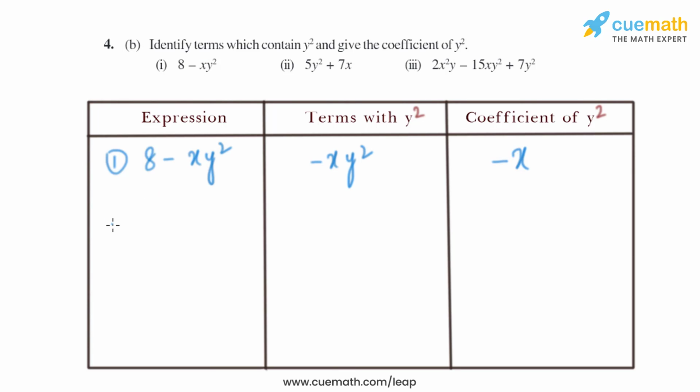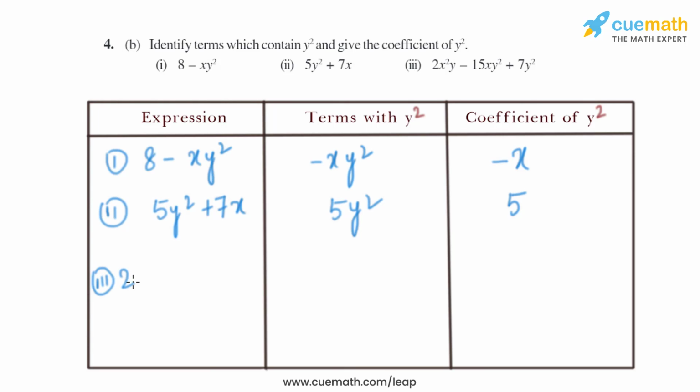Now let's move on to the second part. So in the second part, the expression that is given is 5y square plus 7x. So the term with y square is 5y square, and the coefficient of y square is 5, because we are multiplying 5 with y square, and 5 is a constant term. Now let's move on to the third part.